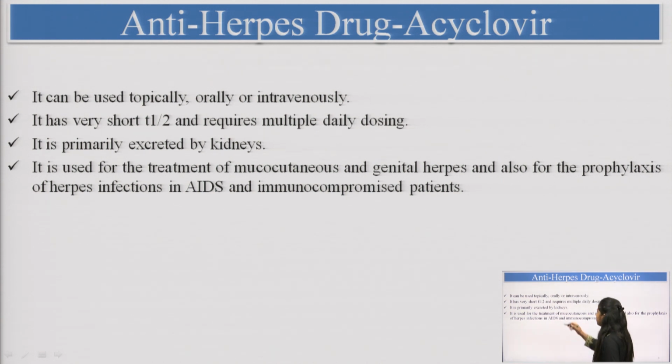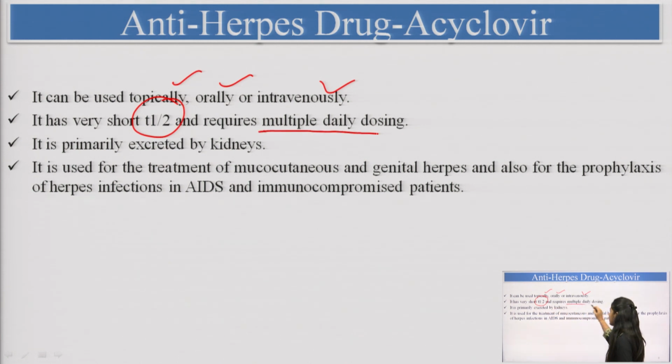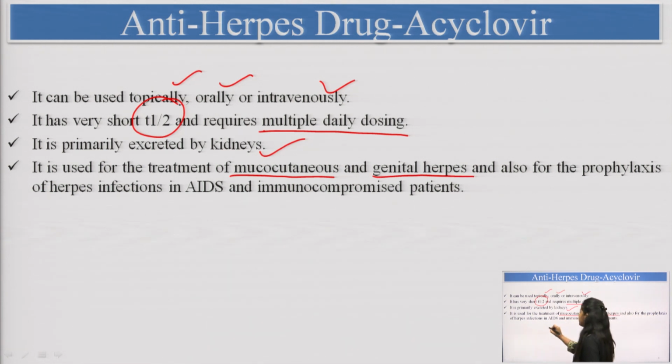How can it be given? Topically, orally or IV. It has a short half-life, therefore it requires multiple daily dosing. It is excreted by the kidneys. Where can it be used? For mucocutaneous skin-related genital herpes, and for prophylaxis of herpes infection in AIDS patients or immunocompromised patients.